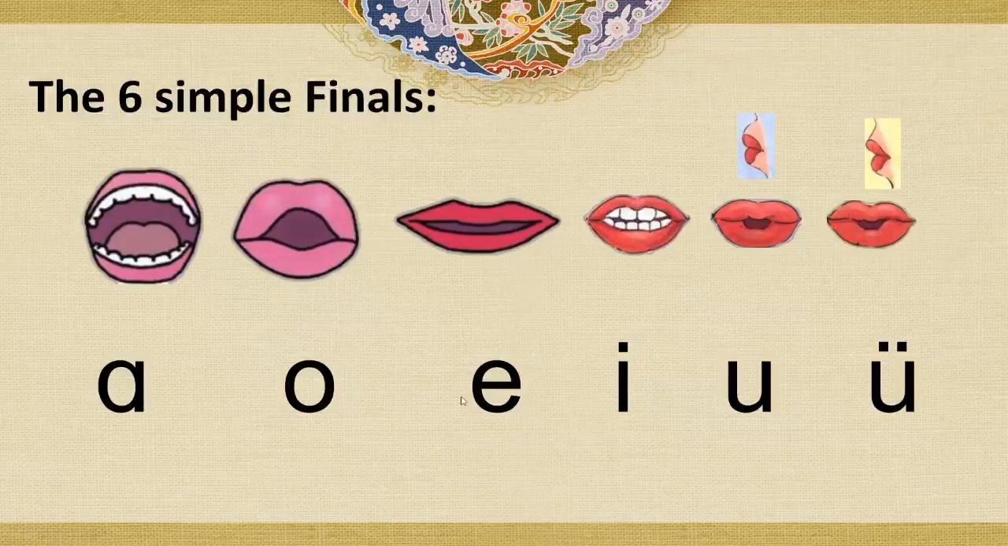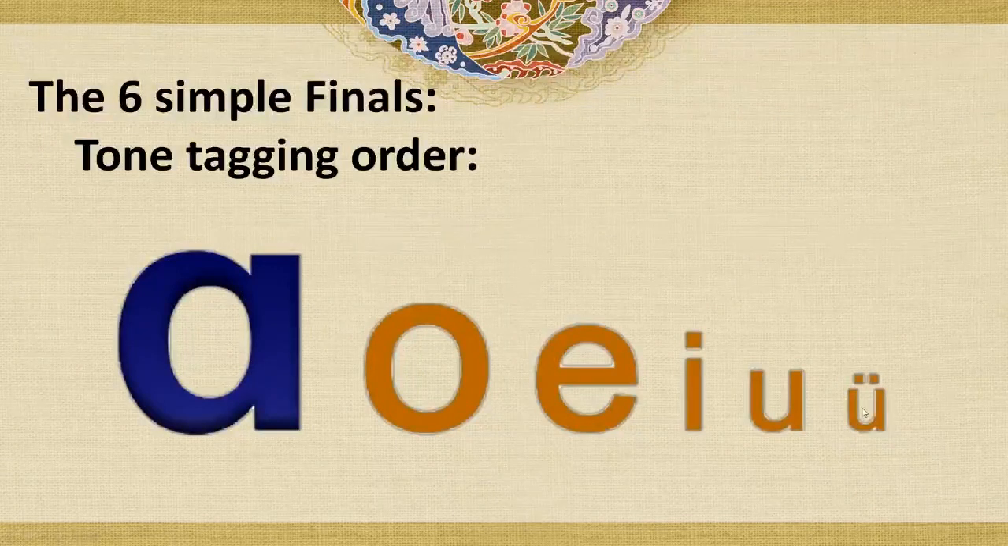A, O, E, U, Y. From the pictures of the mouth, we can find out that while pronouncing A, you have to open your mouth widely and then it becomes smaller and smaller. So the relationship between the 6 simple finals is like this. Yes. The mouth opening goes from large to small. Also the sounds go from loud to low. A is the loudest and Y is the lowest.